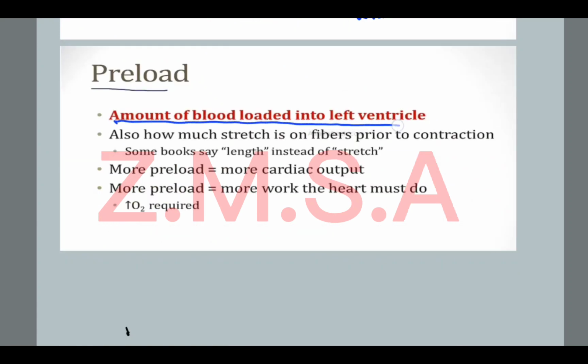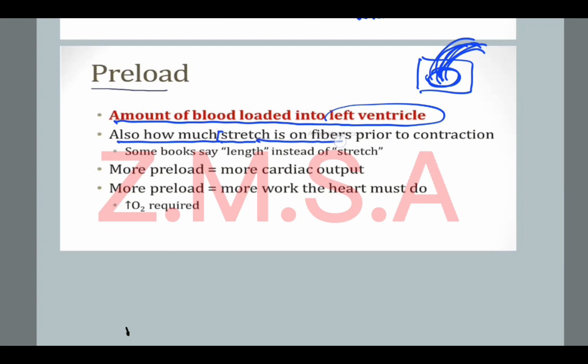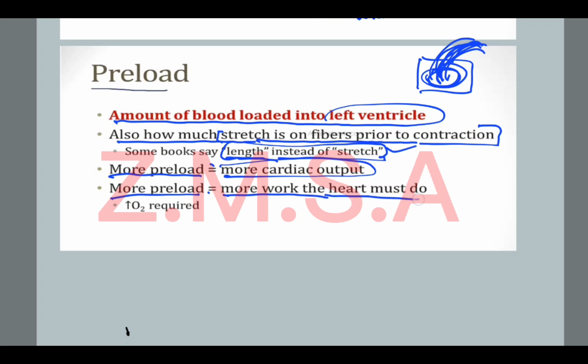Preload is the amount of blood loaded into the left ventricle. For example, here is the left ventricle, and here is blood which enters into the left ventricle. This is preload. Also, it is how much stretch is on the fiber before contraction. Before contraction, how much blood has come, this is preload, and how much the fiber of the ventricle is stretched. Some books say length instead of stretch, so remember this also. More preload, more cardiac output, more work by the heart, and more need for oxygen.